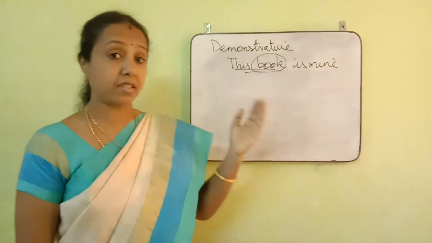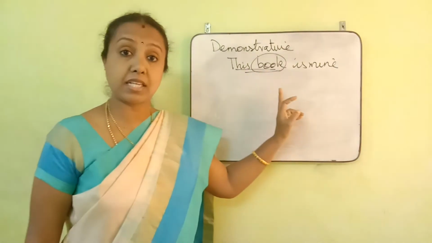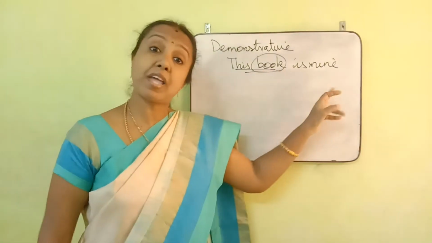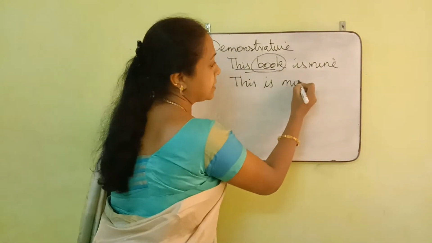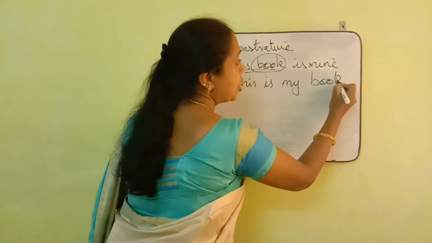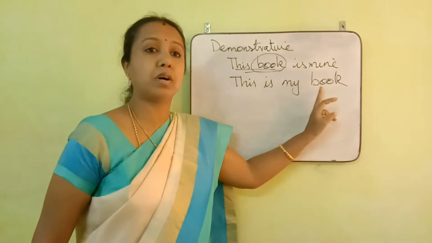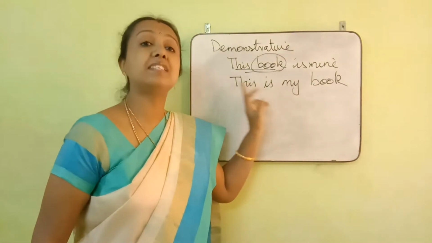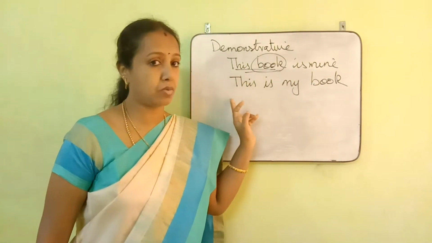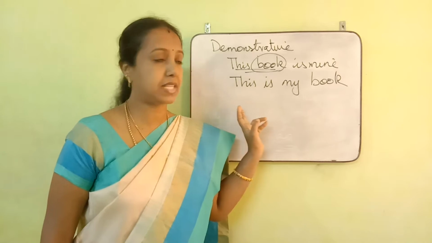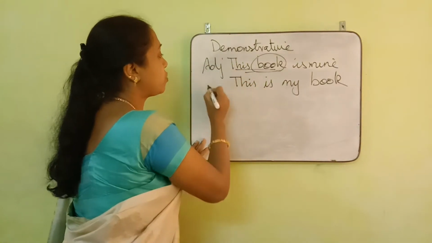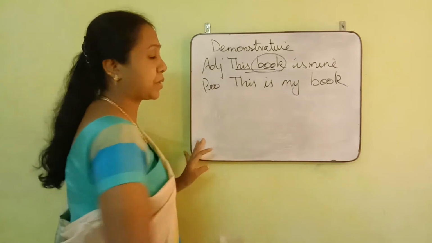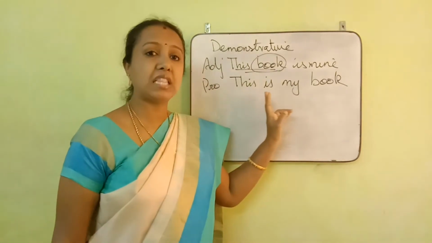Now for example, the other sentence: this is my book. Look at the difference between the first 2 sentences. This is my book. You don't describe the word book. This is a demonstrative pronoun, as we saw yesterday in the previous class. The first sentence is a demonstrative adjective and the second one is a demonstrative pronoun, because here you say this is my book.